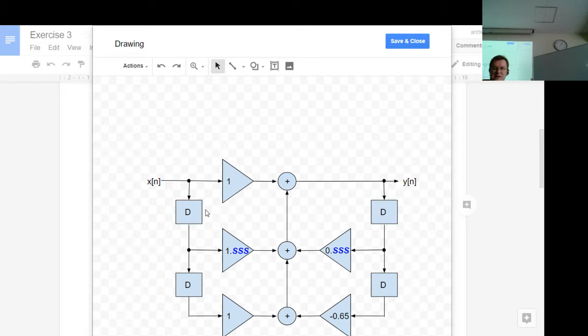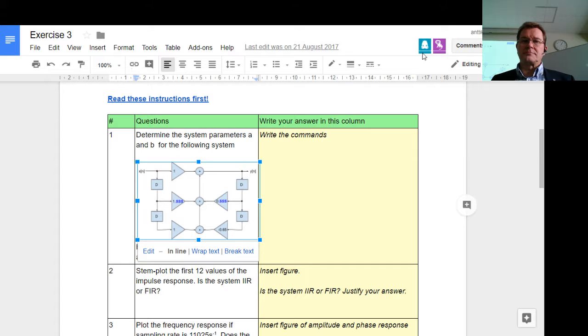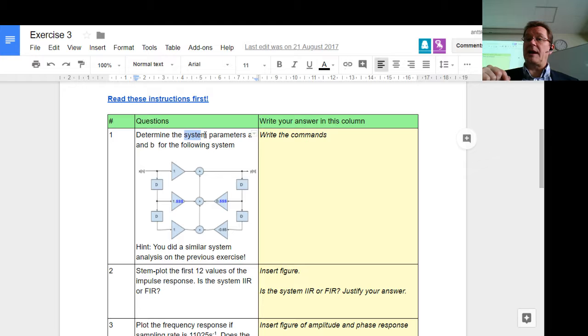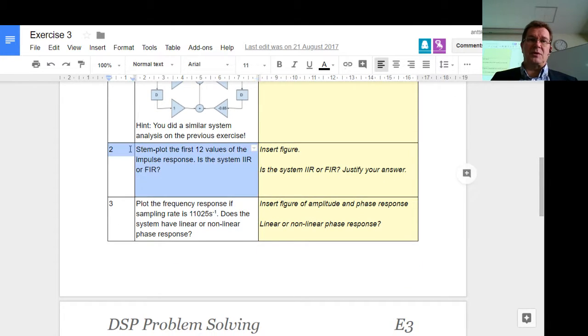And the drill is the same as yesterday's exercise, so you just need to analyze it to find the system parameters, B and A, for this system. And then you would do the stem plotting of the impulse response, and from that impulse response, you should be able to define if this is a finite impulse response system or infinite impulse response system, and of course with the justification.